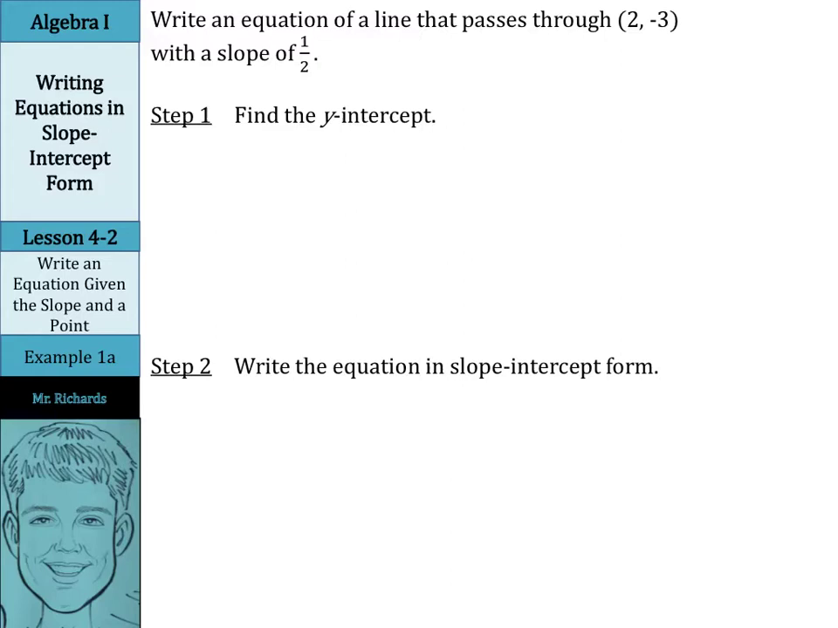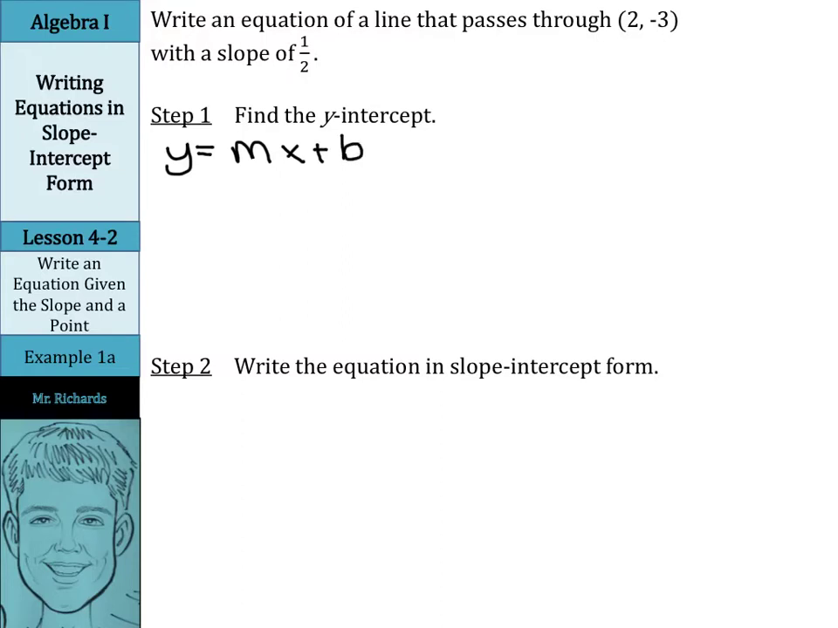And our first example is how to write an equation given the slope and a point. So we're going to write an equation of a line that passes through (2, -3) with a slope of 1/2. So we're given the slope but not the y-intercept, so we need to find the y-intercept first. Now if we use slope-intercept form here, it's y equals mx plus b.